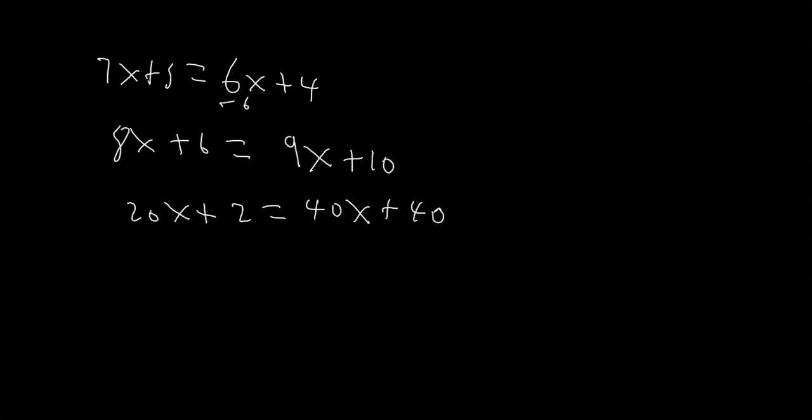So, first off, for the first equation here, you can start off by subtracting 7x from both sides or 6 from both sides. In this case, we'll just start off with subtracting 6 from both sides, since 7 minus 6 will give you a positive number. Okay. Then we get x plus 5 is equal to 4. Then we can subtract 5 from both sides, and we get x is equal to negative 1.